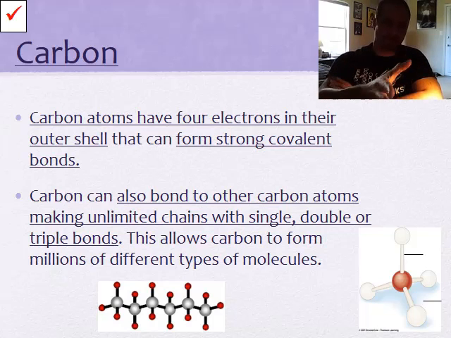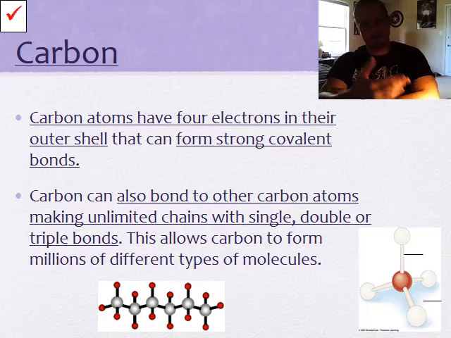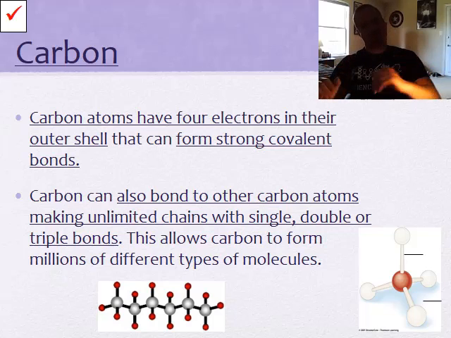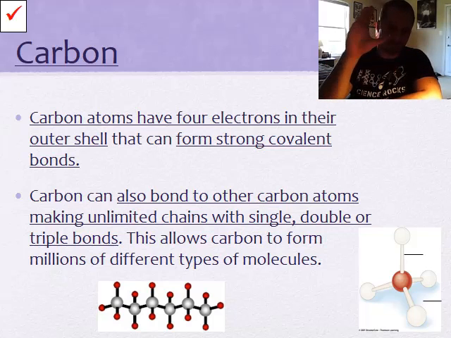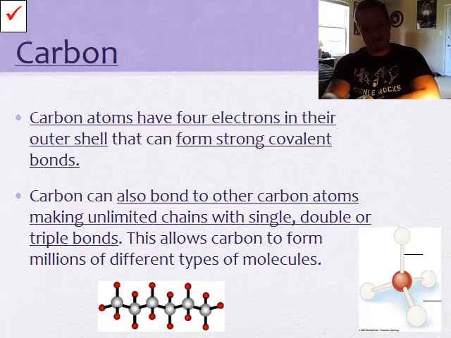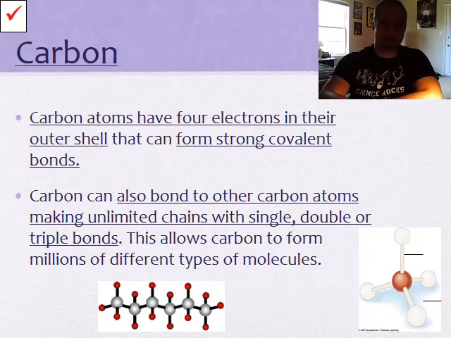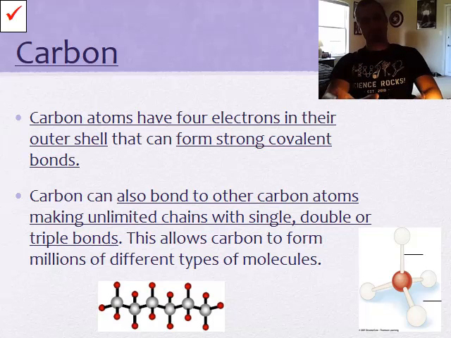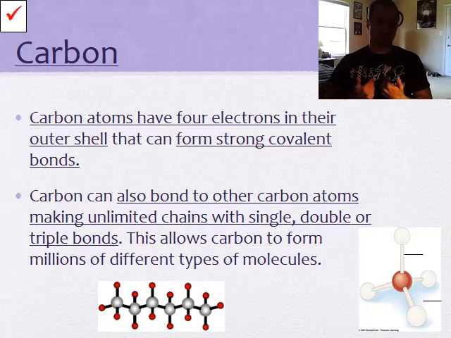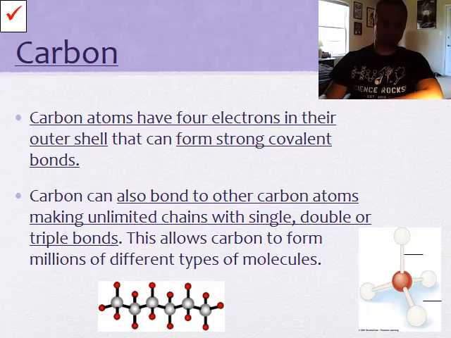So carbon can also bond to other carbon atoms, making unlimited chains with single, double, or triple bonds. This allows carbon to form millions of different types of molecules. And if you think back, all the way back to, I believe, the first thing we talked about in biochem, carbon is the most abundant element in organic molecules, or organics. So carbon makes up most of us.